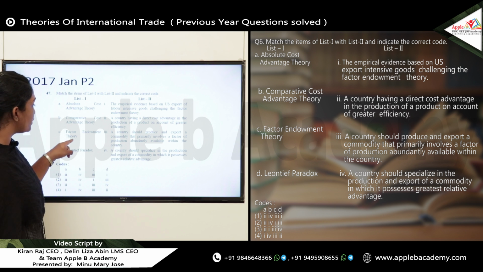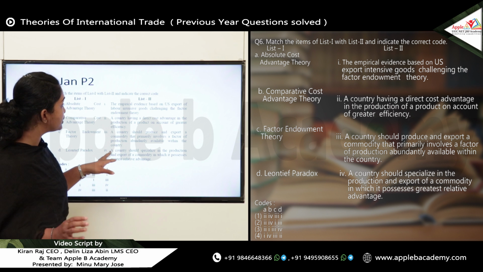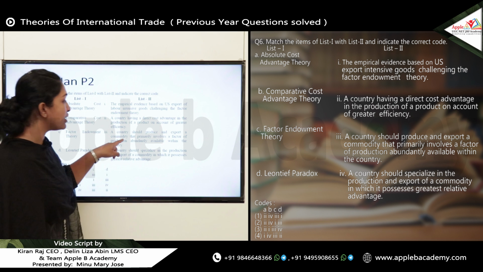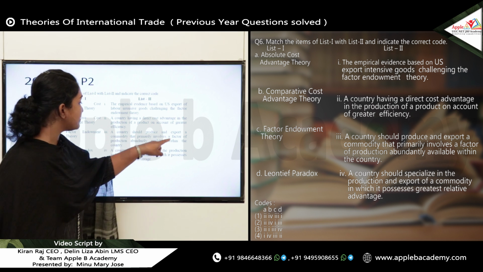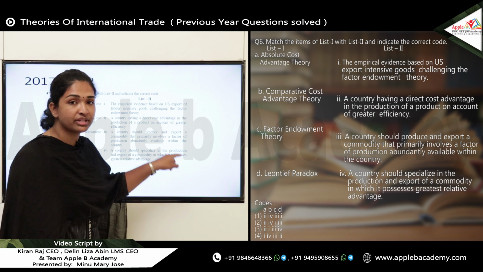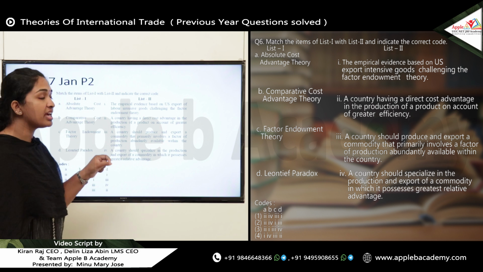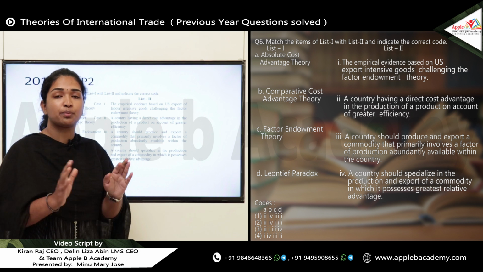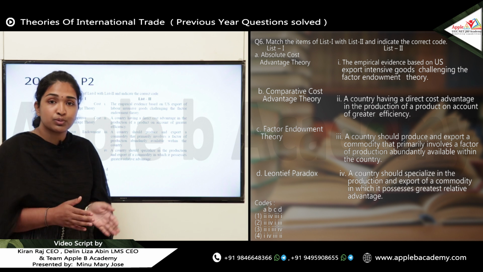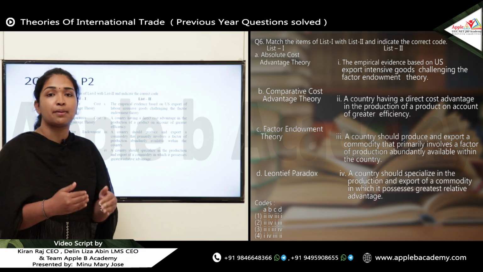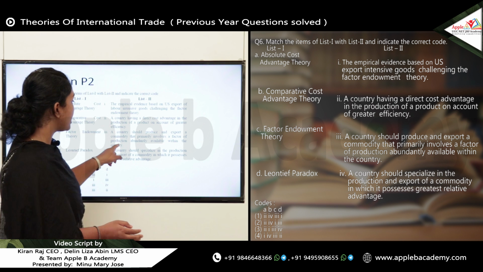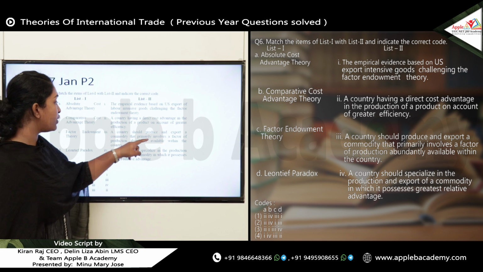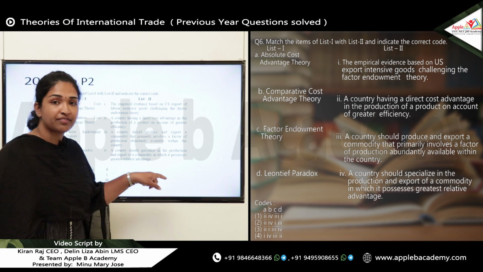Now moving on to factor endowment theory, or factor proportion theory, or the Heckscher-Ohlin theory, we know that a country should produce and export a commodity that primarily involves a factor of production abundantly available within the country. So the Heckscher-Ohlin model gave us the idea that trade patterns should be based upon a particular country exporting or producing more of a commodity that uses a factor of production which it is abundant in or rich in. That means a country should produce and export those commodities which involve a factor of production which is abundantly available within the country.